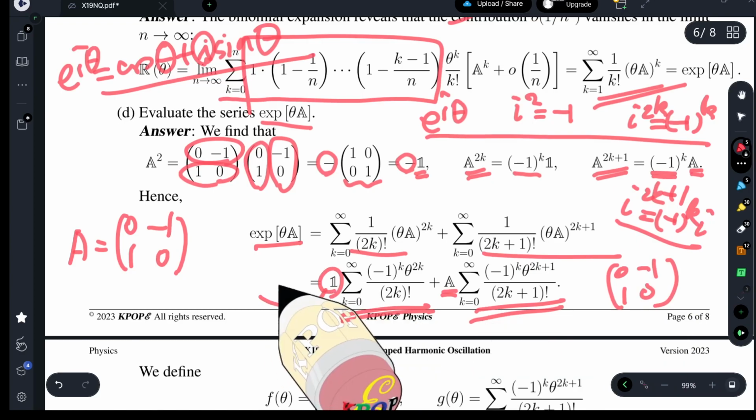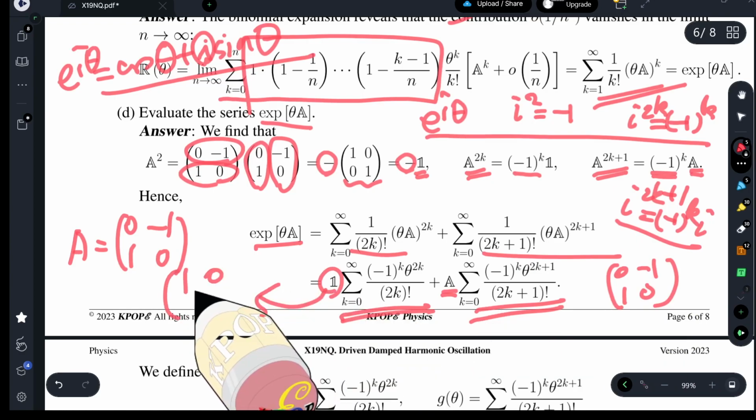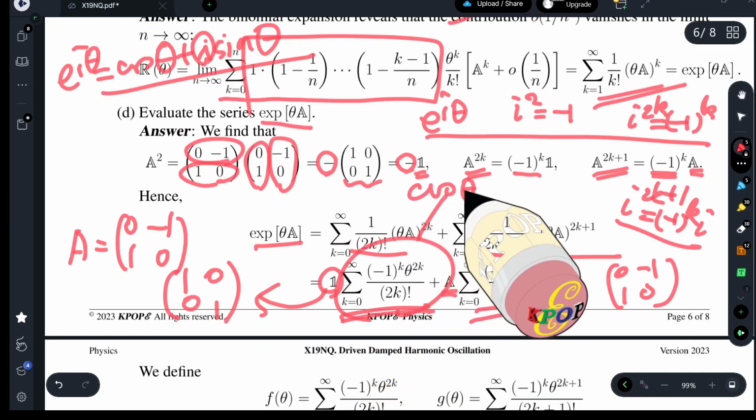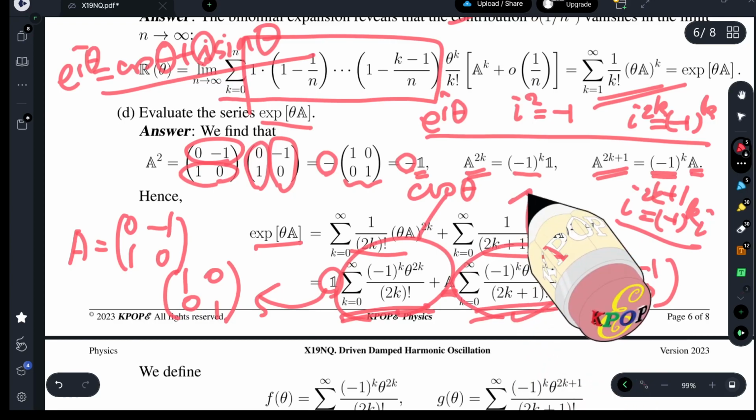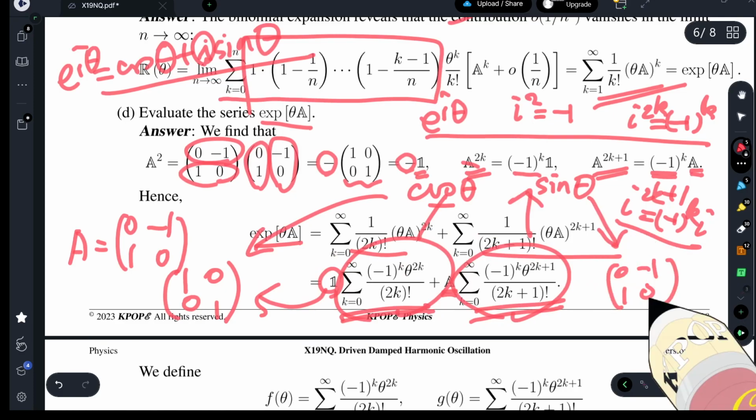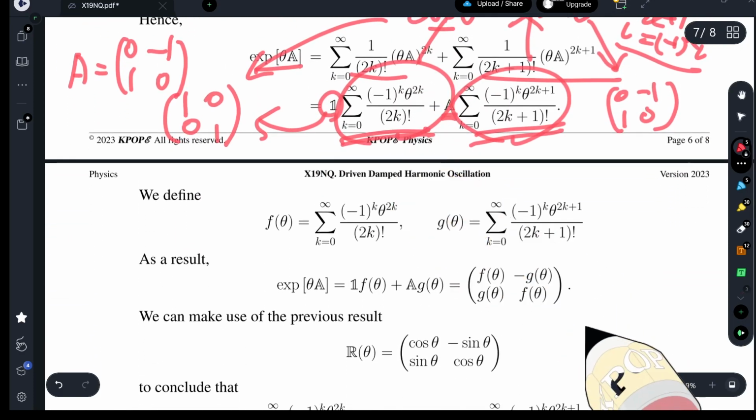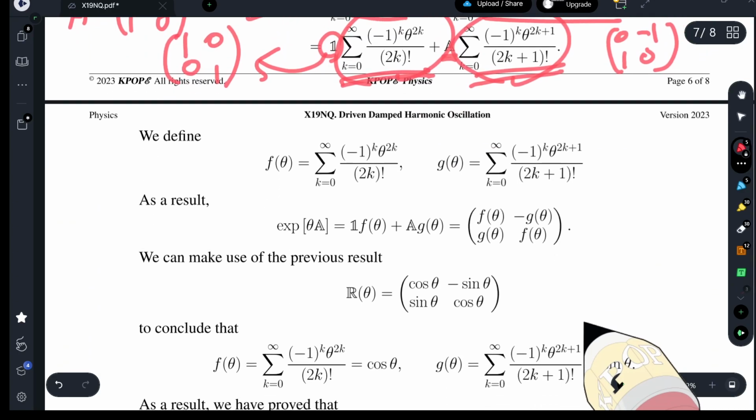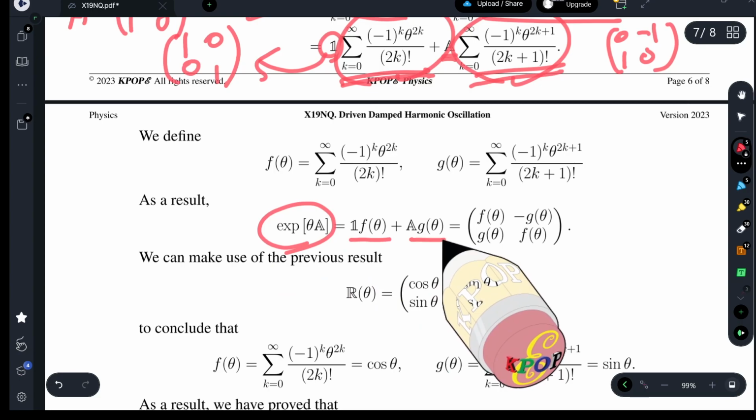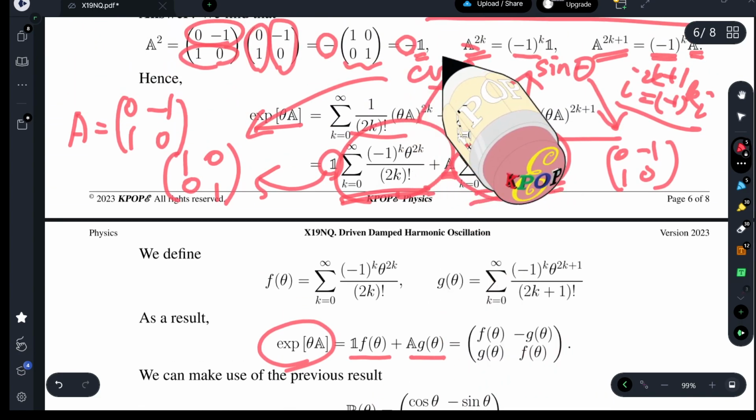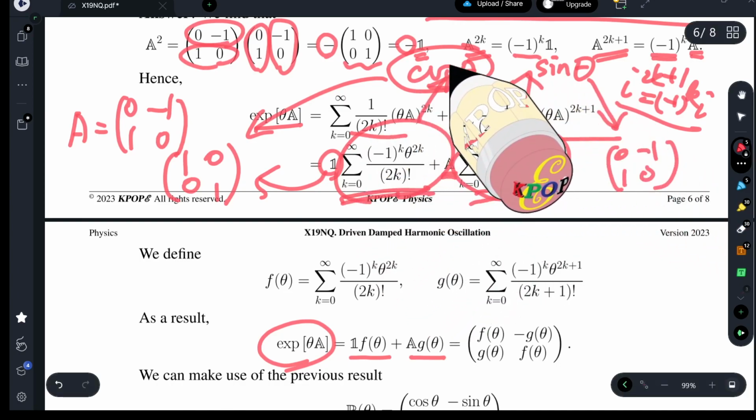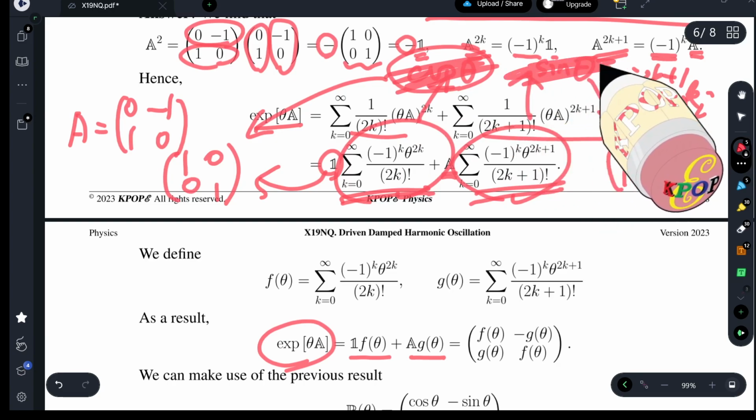And what is this? This is the identity matrix. All right, I can replace this one with cosine theta, and replace this one with sine theta, and multiply these two-by-two matrices. As a result, the exponential of theta A is a linear combination of this. And even if we do not know the series sums are cosine and sine, forget about it. We can reproduce this.